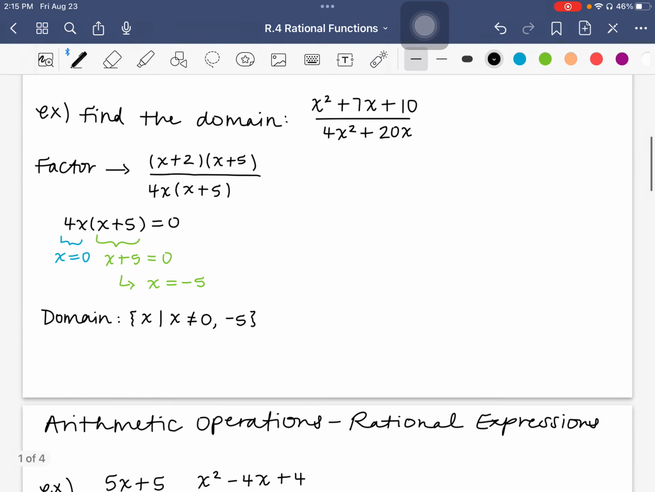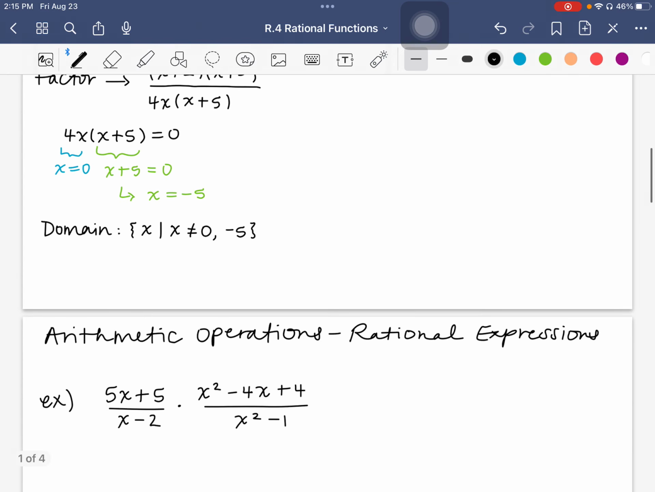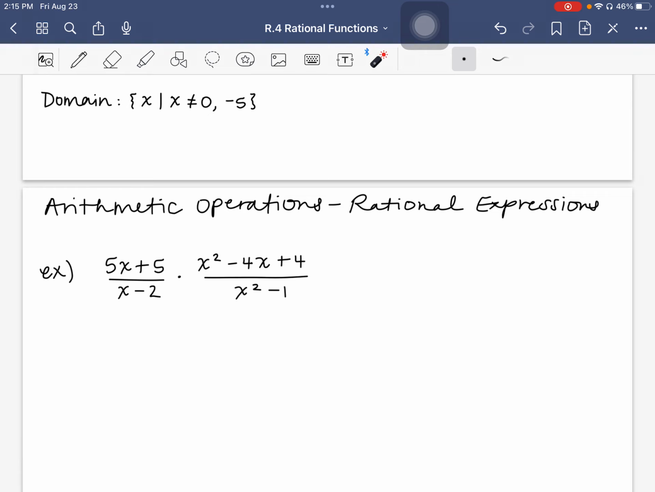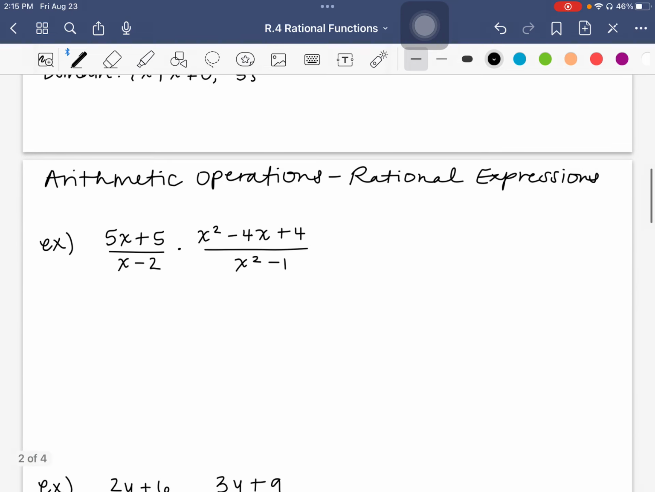All right, so now we're going to look at some arithmetic operations of our rational expressions. And the first one is going to be this example here where we want to multiply these two rational expressions. Now in dealing with these guys, the first thing to always do is factor. In this first expression here, I see a 5 in both of these terms in the numerator, so I'll pull that out. So we're left with 5 times x plus 1 in the top. And then we have this x minus 2 here that we can't simplify further.